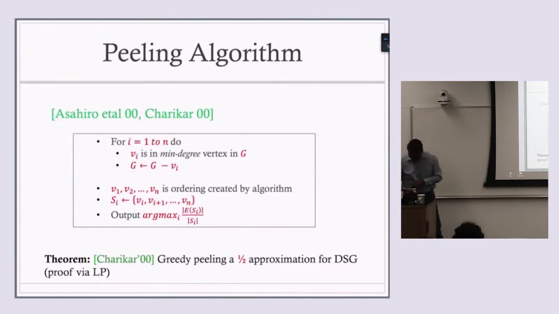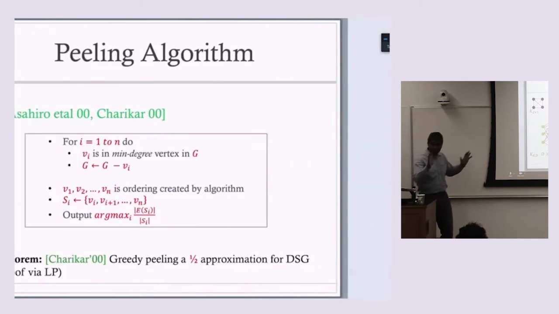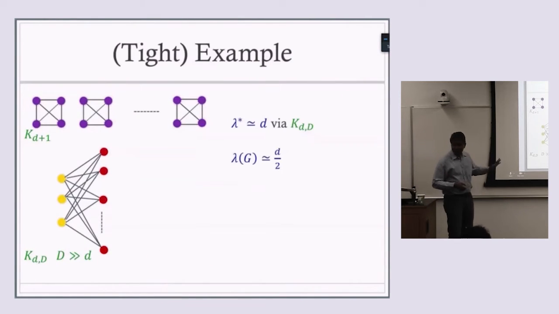I'm going to use it again. Here is an example to show not only that half is tight, that in the worst case it is no better than half, but also to see how the algorithm works, because I'm going to build something on top of it. So okay, suppose I give you this graph. This is the union of these graphs.